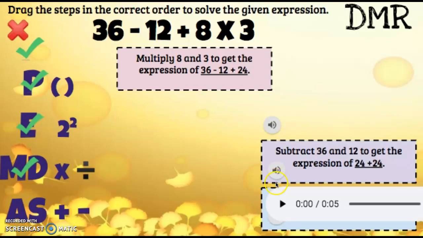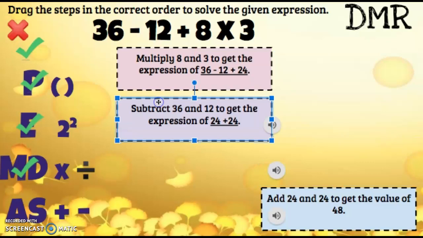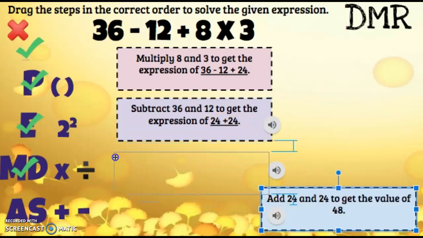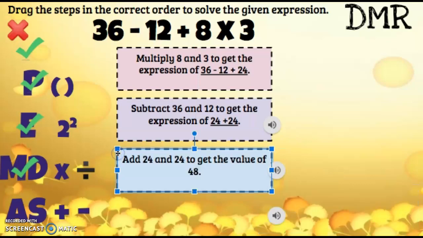So again, if I listen to my bubbles, which one tells me? Subtract 36 and 12 to get the expression of 24 plus 24. That's what I'm looking for. I'm looking to subtract 36 minus 12. So that must be step 2. Okay? And then, just to make sure, if I have my 24 plus 24, must mean I need to add those two up. And that is my step 3.